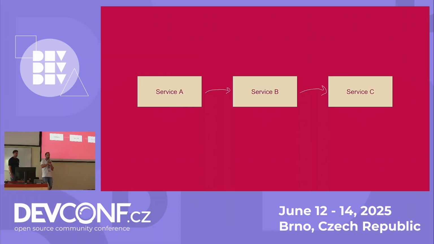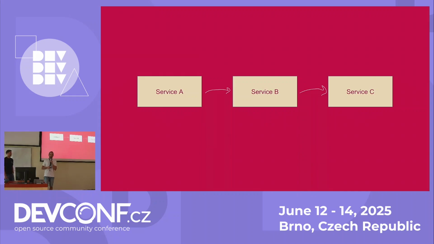So imagine you're having 3 services, service A, service B, and service C. Each service is owned by a different engineering squad, and you are the engineer responsible for service C. So you want to deploy your awesome new feature to service C.